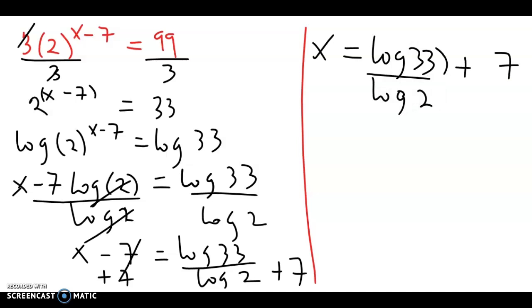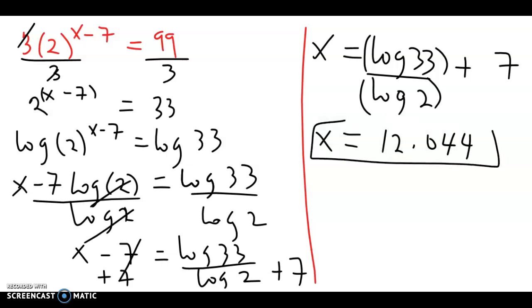So you have to compute this part first. Divide log of 33 by log of 2. Whatever result you get, you add it to 7. If you do this correctly, this should come out as 12.044 if you leave it to 3 decimal places. So your x is 12.044.